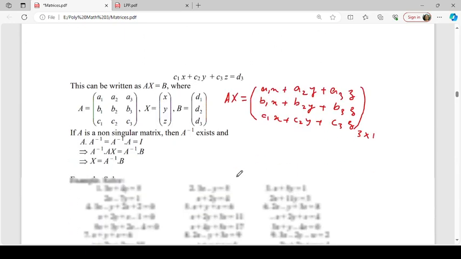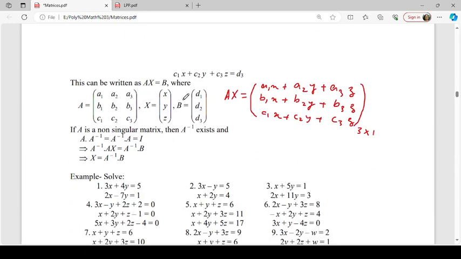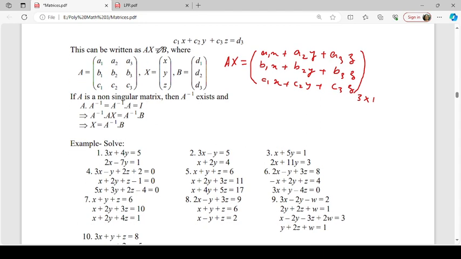So a system of linear equations we can write like this: AX is equal to B, a product of matrices. Then if we find A inverse and multiply, A inverse into AX on the right hand side is A inverse into B. So A inverse A is I, so it is X, and it is A inverse into B. So we find A inverse, then multiply by B, and then we get the value for X.